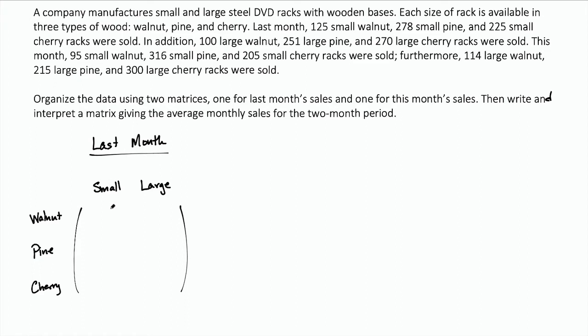Okay, so last month, small walnut was 125. That was the sales, 125. Okay, and 278 small pine, and 225 small cherry. Okay, and then we've got our large ones. In addition, 100 large walnut, 251 large pine, and 270 large cherry racks were sold. So that matrix right there represents the sales for last month.